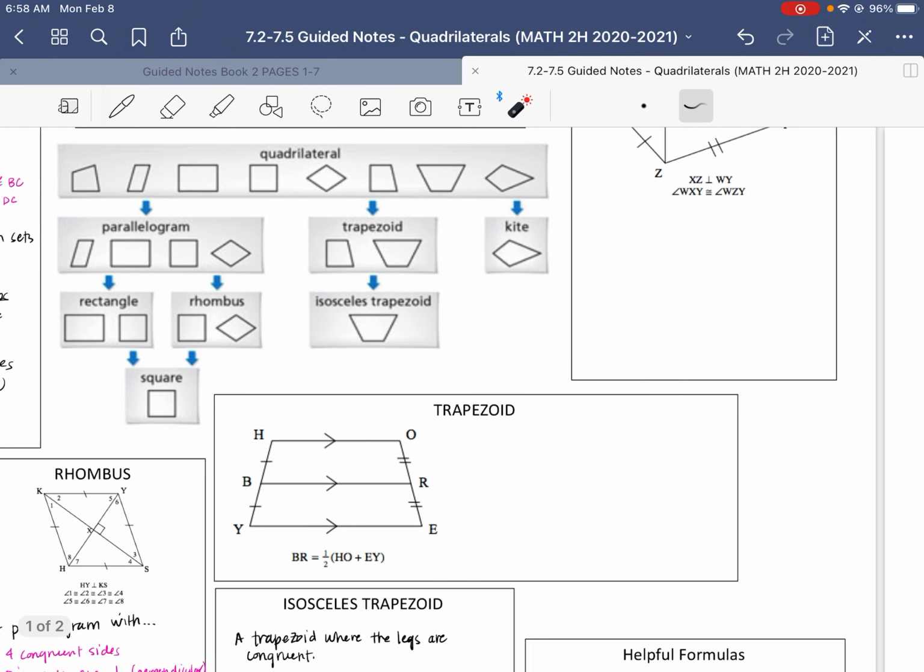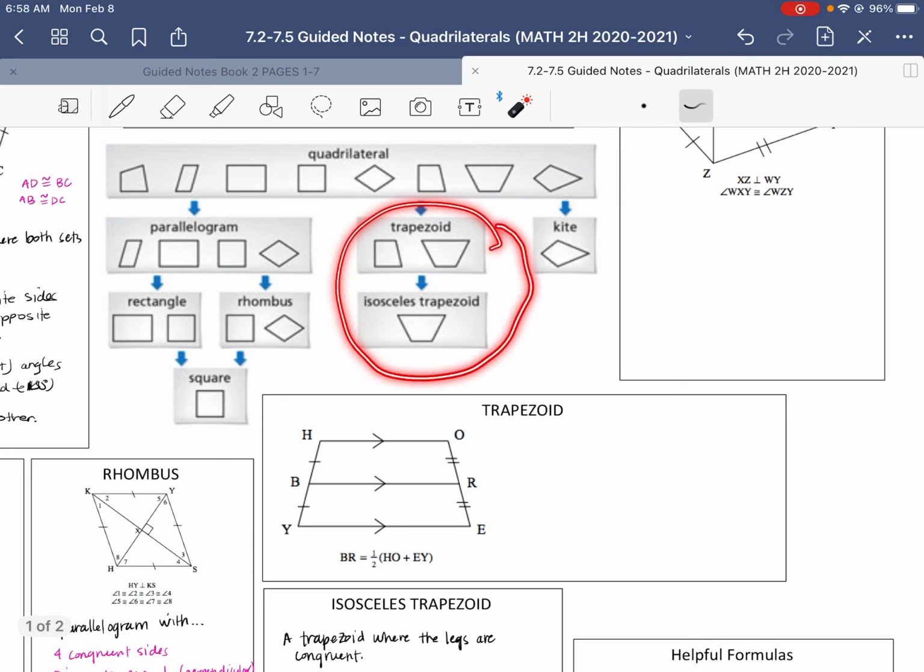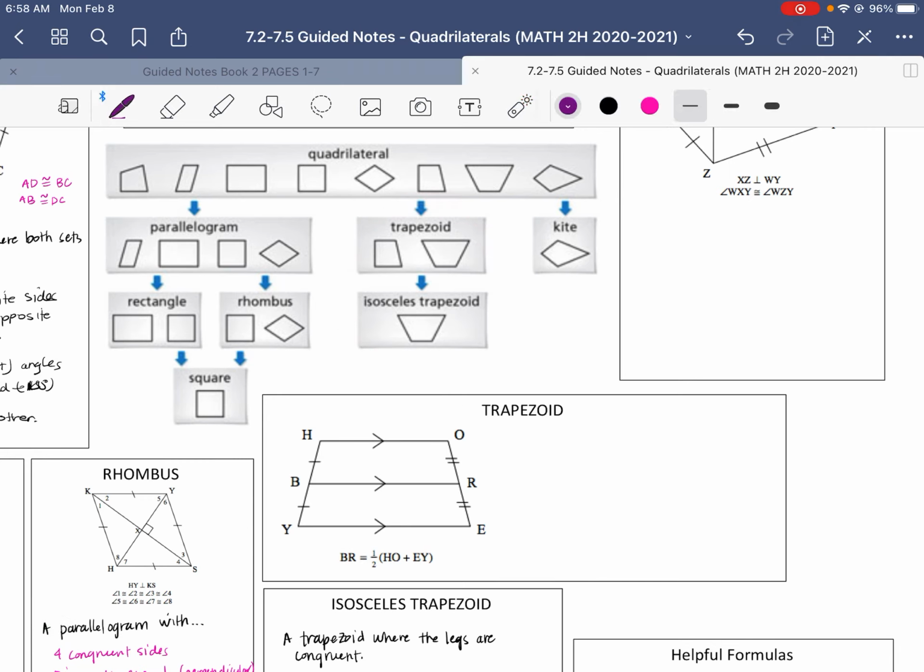Let's jump over to trapezoids. So you'll notice we're headed down this stem now. A trapezoid is a shape or a polygon with exactly one set. So this one is a quadrilateral with exactly one set of parallel lines.